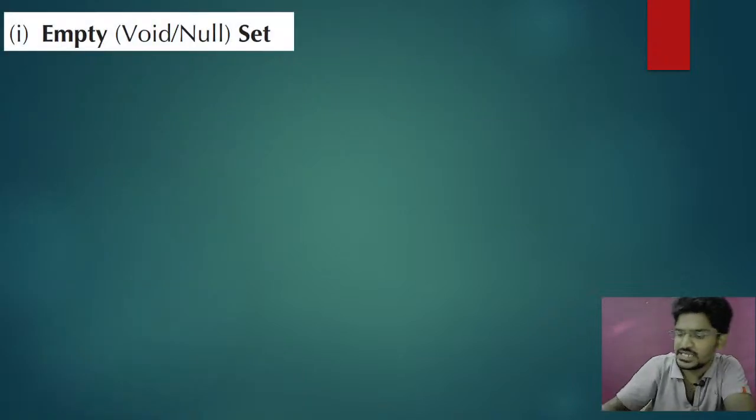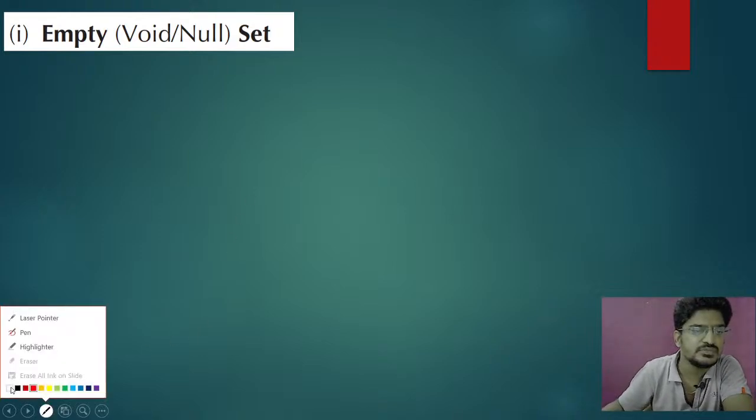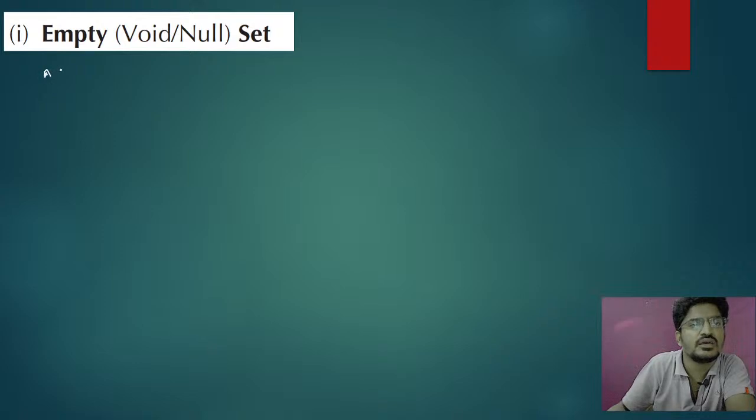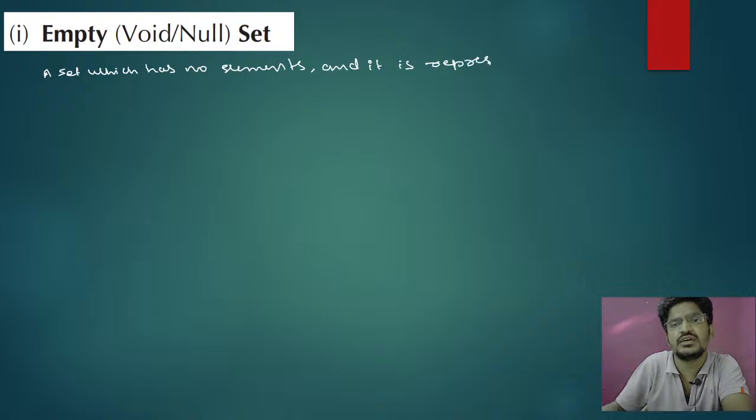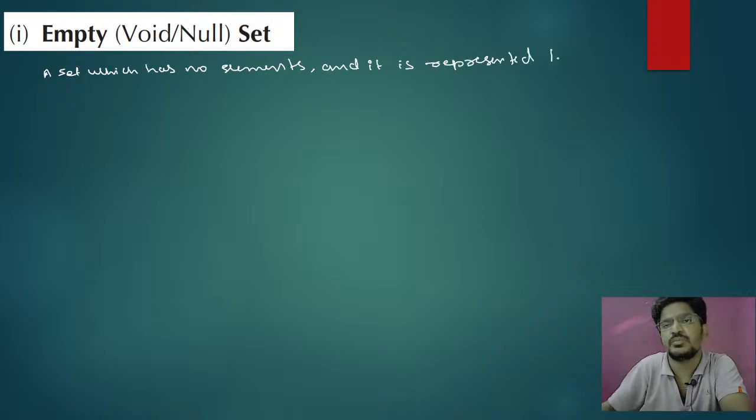What is an empty set? A set which has no elements. Here I will write: a set which has no elements, and it is represented with empty braces or this symbol, phi.